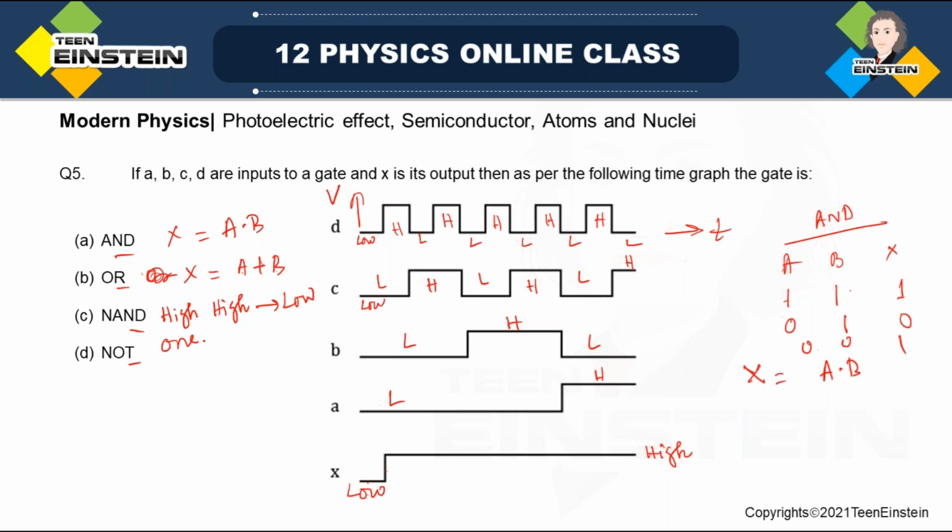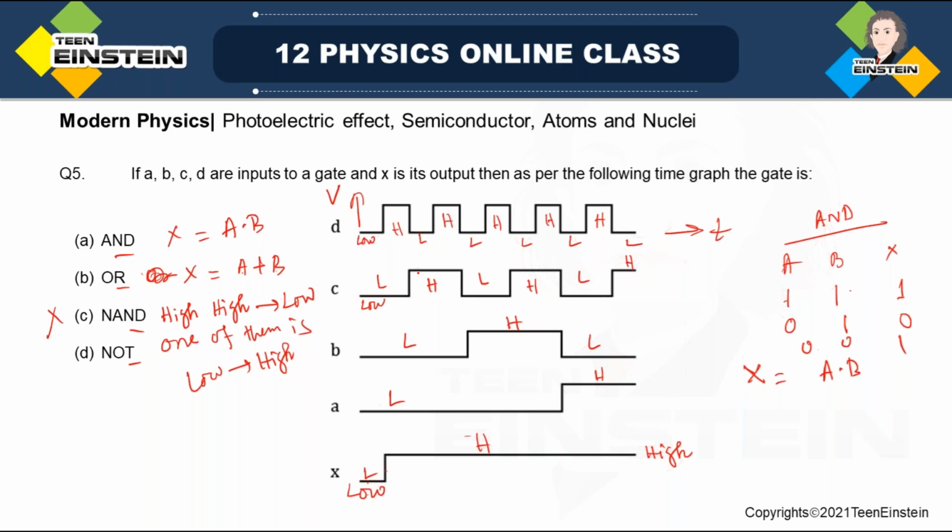One of them is low, then output should be high. If any one of them is low, output should be high. And when everything is low, then also you should get high output. But you look here, when everything is low, X is low. This is low and this is high. So that's why it cannot be NAND gate.